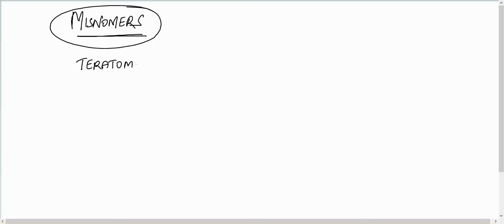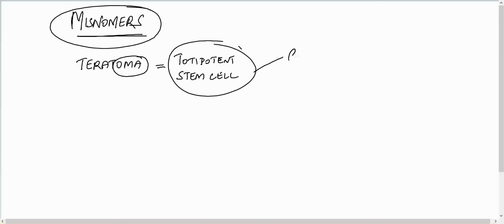For example, there is a tumor called teratoma. We all will think it is a benign tumor because it has oma in the end. Actually, this tumor comes from the totipotent stem cell, and this tumor could be benign or it could be malignant. So it is a misnomer. The name looks like a benign, but it could be malignant.